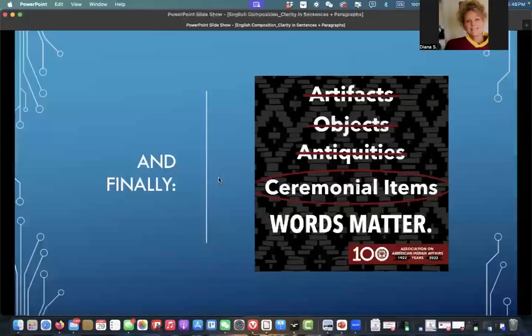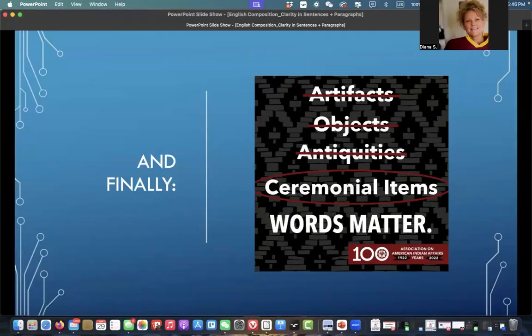And finally, words matter. We are decolonizing our English. Should we call it artifacts? Well, that gives the impression that it's something that should be in a museum or can be transferred from one museum to another, like one museum can buy it from another museum. Objects, that's a term frequently used by archaeologists. Also, finds is another one, as is antiquities.